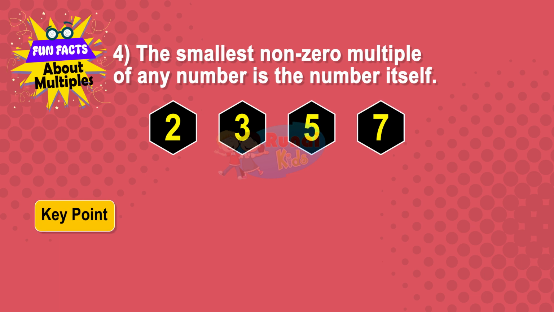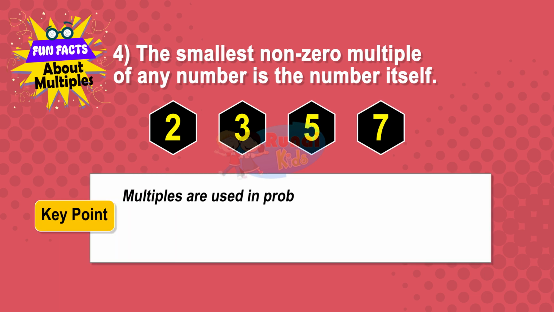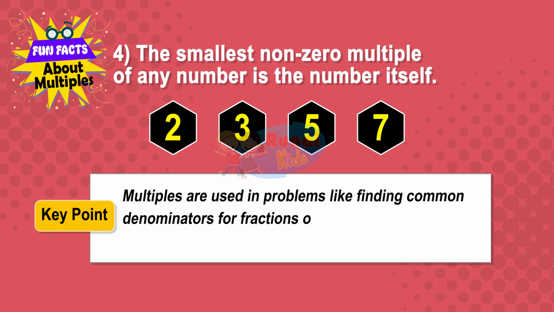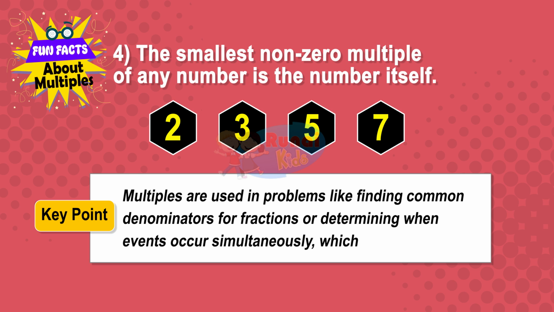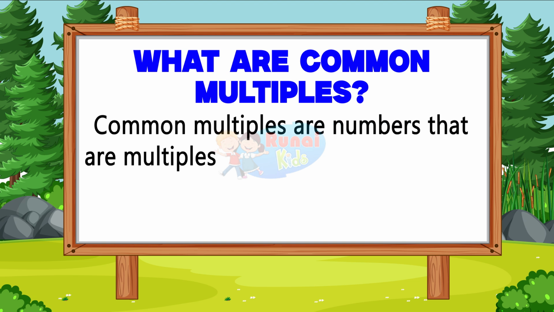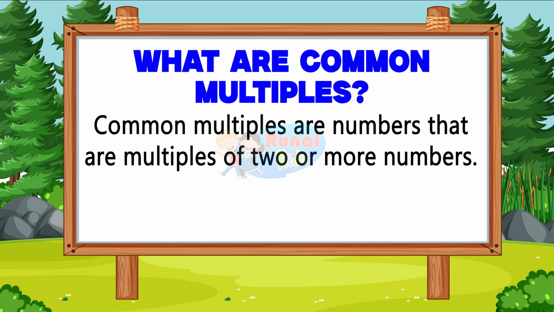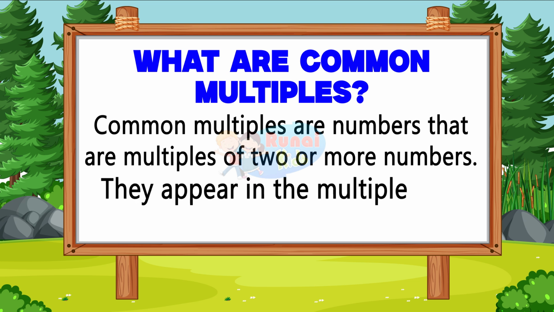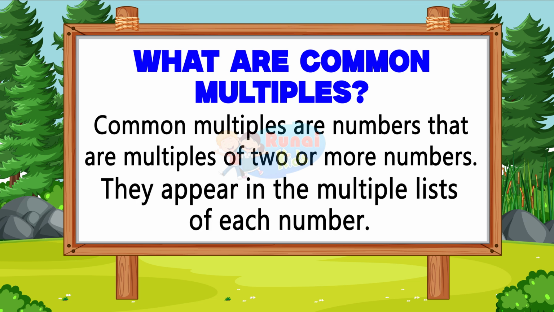Key point: multiples are used in problems like finding common denominators for fractions or determining when events occur simultaneously, which involves the LCM. What are common multiples? Common multiples are numbers that are multiples of two or more numbers. They appear in the multiple lists of each number.